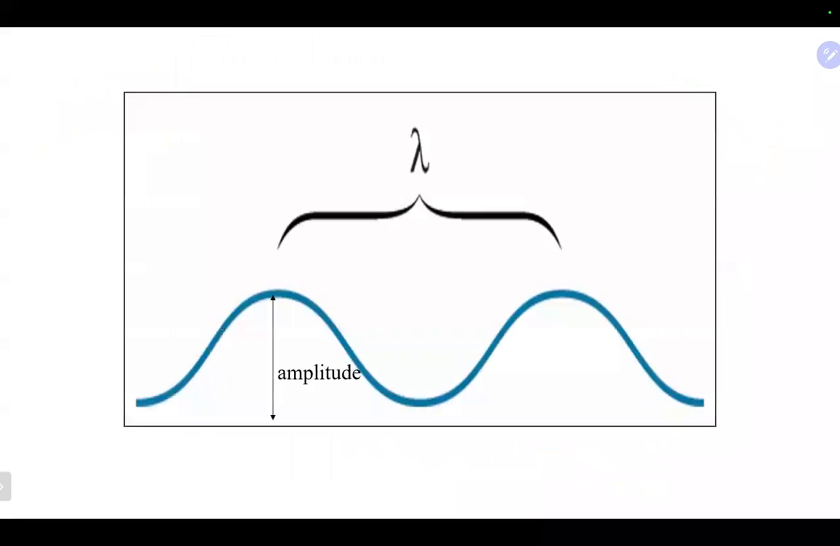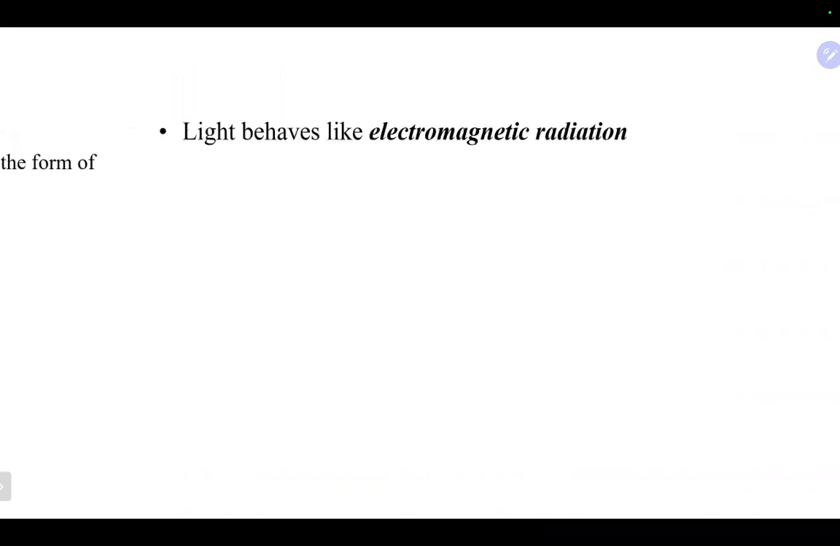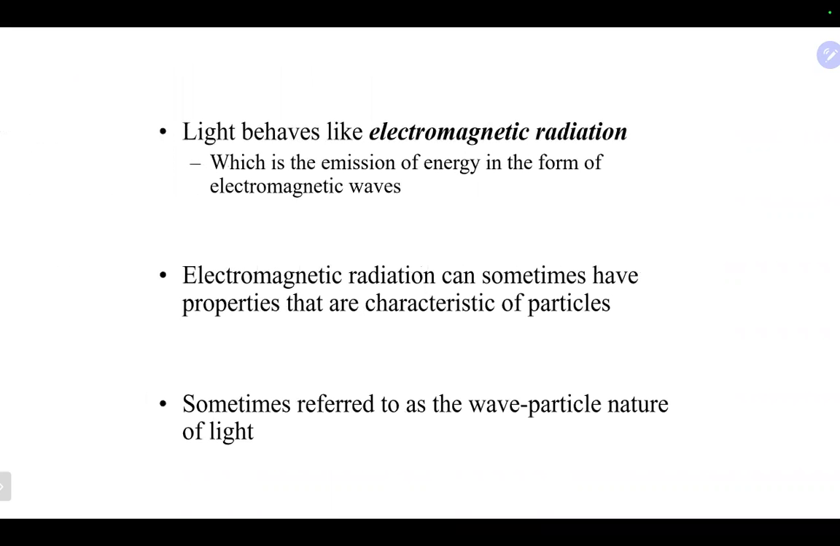So here we get some of the prettier pictures of our waves. Now, electromagnetic radiation is the emission of energy in the form of electromagnetic waves. Electromagnetic radiation can sometimes have characteristics of particles. One thing discovered through experiments is the idea sometimes referred to as the dual nature of light.